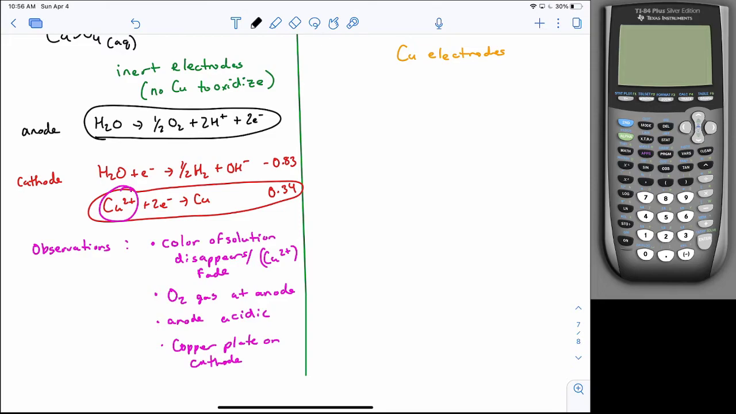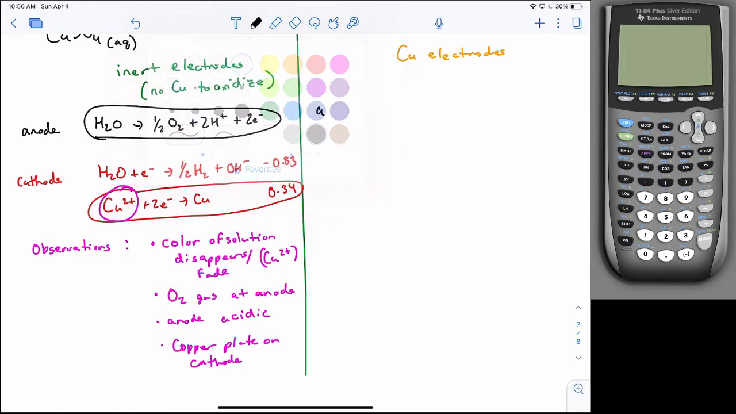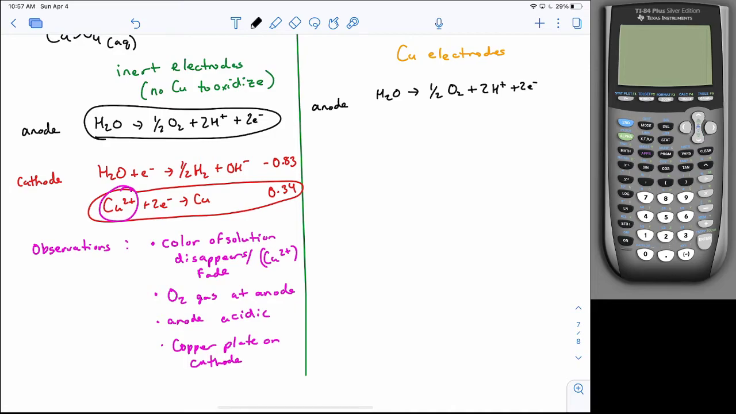Now let's talk about the copper electrodes, because the copper electrodes introduce the idea that copper can oxidize as well. Copper is present in the electrodes, so it can oxidize.